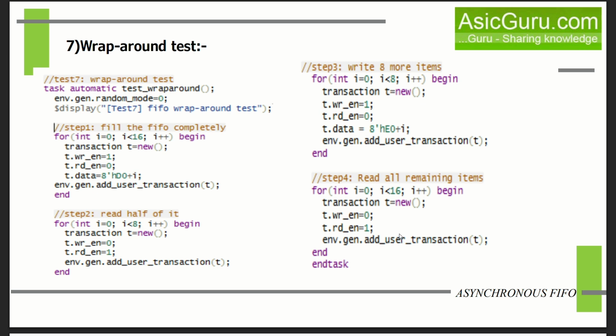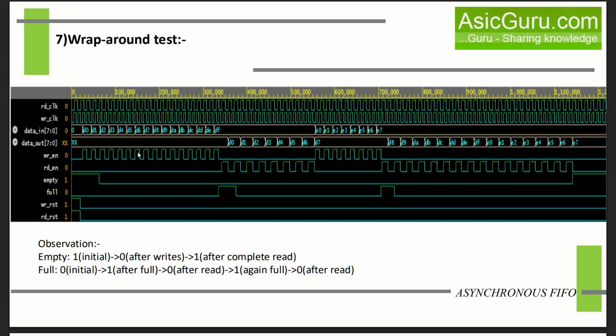Let's see its waveform. Here we first completely fill the FIFO. Then we read half of them. Then we again put 8 data to the FIFO. Then we again read it back. Now our pointer is wrapping around correctly and giving the data correctly. That is, the first data written is the first data to be out.